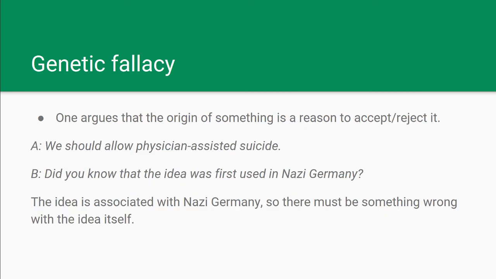Now, with a genetic fallacy, one argues that the origin of something is enough of a reason to either accept or reject it. So again, here's person A and person B. Person A: We should allow physician-assisted suicide. Person B: Did you know that the idea was first used in Nazi Germany? So you see what person B did here. The idea is associated with Nazi Germany, so there must be something wrong with the idea itself. Okay, that's what a genetic fallacy looks like.